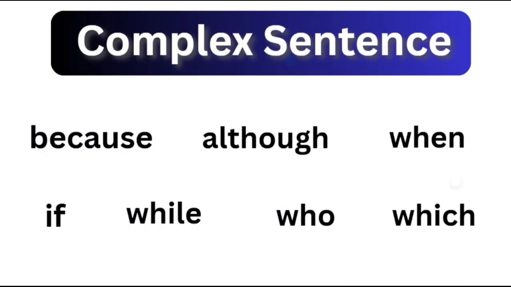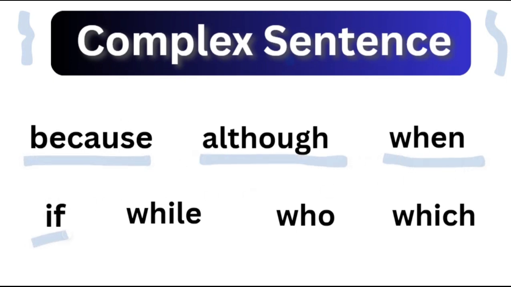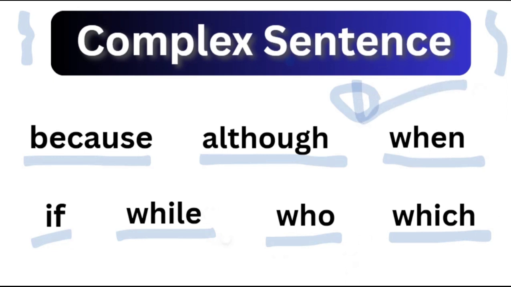Thirdly, we have the complex sentence. Yes, the name says complex, but it's really not that complicated. A complex sentence is a combination of one independent clause and at least one dependent clause. That means one part can stand on its own, and the other part depends on it to make sense. The dependent clause often begins with words like because, although, when, if, while, who, which, and so on. Remember what a dependent clause is? We already explained it at the beginning of the video.